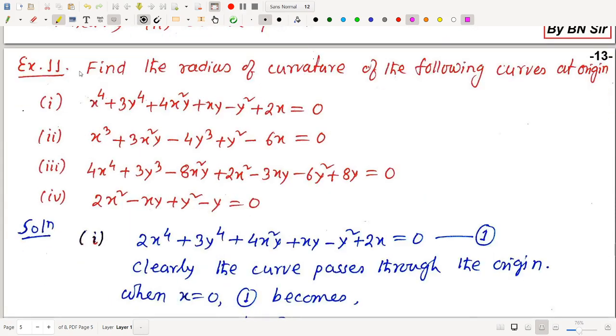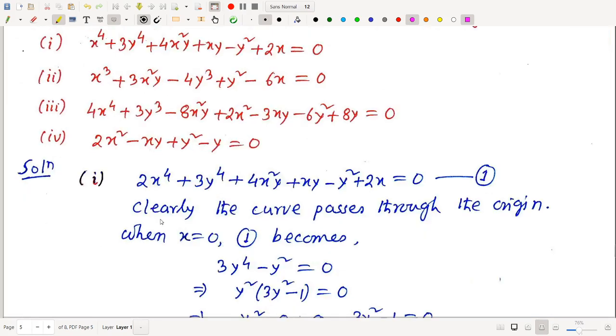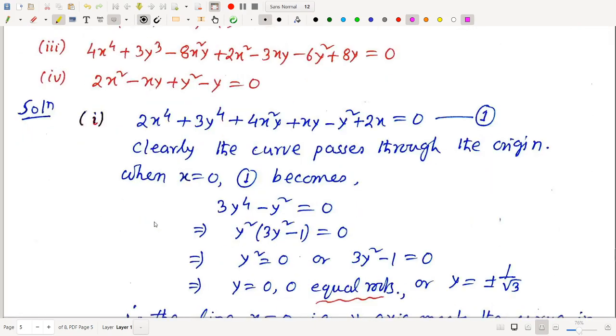Now let us see some examples based on Newton's method. Find the radius of curvature of the following curves at origin. So 4 curves are given. We shall see solution of 2 here, and 2 will be left as exercise. So number 1, 2x to the power 4 plus 3y to the power 4 plus 4x square y plus xy minus y square plus 2x equal to 0. This is the curve given.